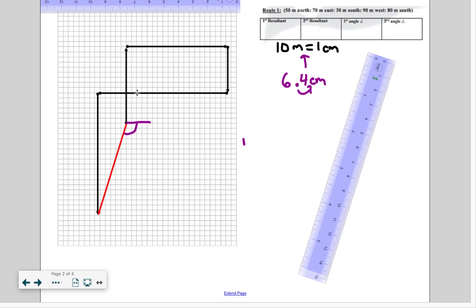Then for route 1 again, you're just going to rearrange the order of these and see if your resultant and everything matches. So just don't go 50, 70, 30, 90, 80. You could go 90, 70, 30, 50, 80, or 80, 90, 30, 70, 50, or 90, 30, 70, 80, 50. Doesn't matter. There are lots of different combinations you can use. So for route 1, no math. The only math is just this conversion.